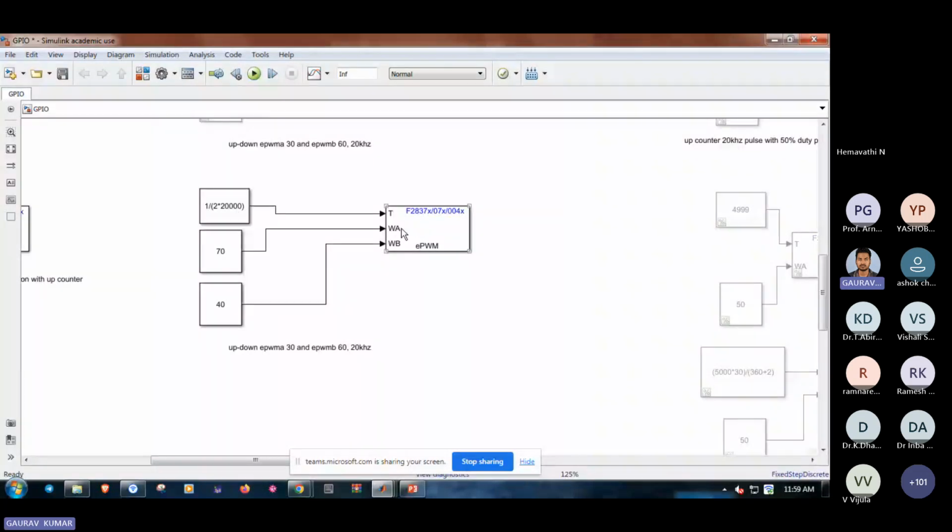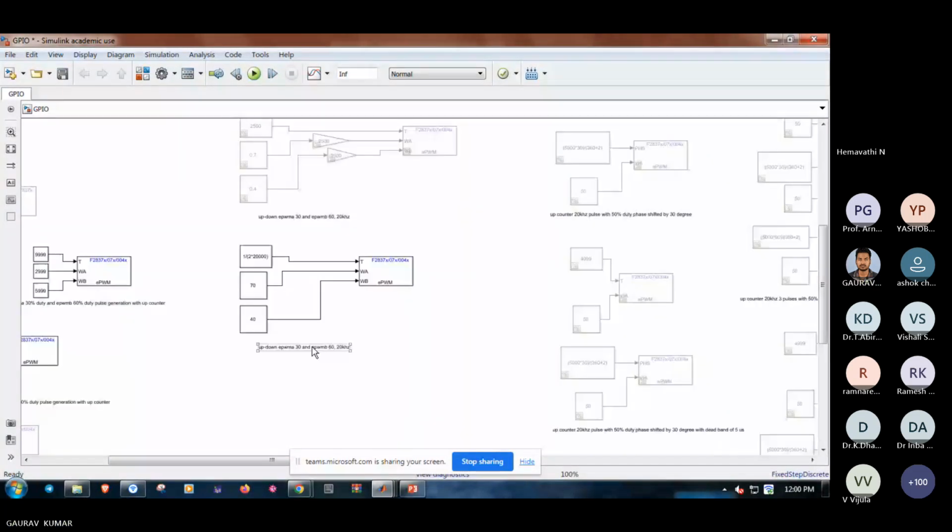And similarly, if we want to give the compare value, I have told you that for 30%, I have to give it 1 minus d into 100. So 1 minus 0.3 into 100 is 70. And for 60%, 1 minus 0.6 into 100, so 40. So this is for the percentage.